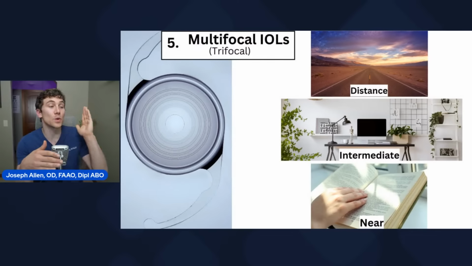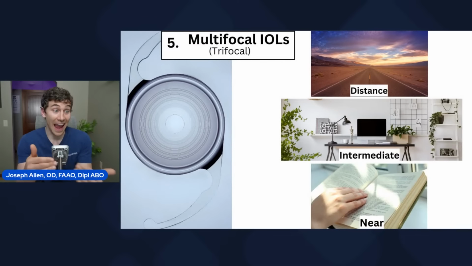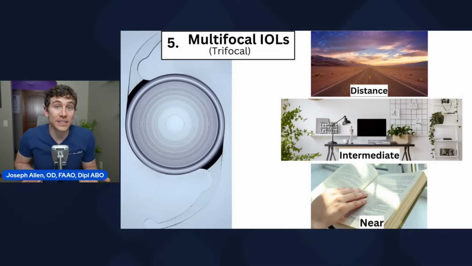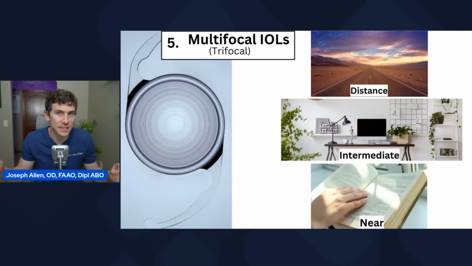But these lenses give you clear distance vision, they give you clear intermediate vision, and they let you see fine print up close. You can see all three ranges. The challenge is that because of the optics of this lens, you technically see all three of these ranges all of the time. But in the intermediate space in between, your brain needs to figure out which image you're going to focus on. Are you going to focus on the distance one, the intermediate one, or the up close one?